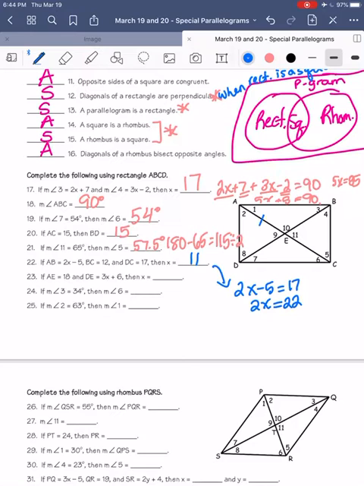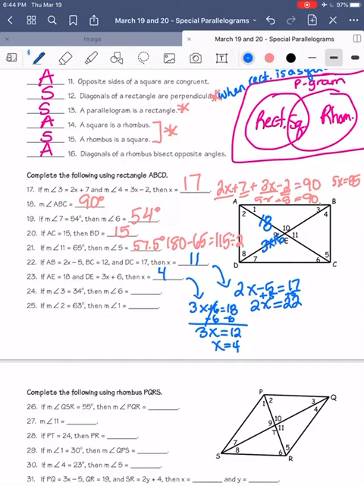Okay, so the next one says AE. So I'm going to write in here is 18, and then DE is 3x plus 6. So even though they're not on the same diagonal, can we still put them equal to each other? And the answer is yes, because diagonals are congruent and they bisect each other. All right, so I should have written that in here, over here. Okay, so 3x equals 12, so x equals 4.